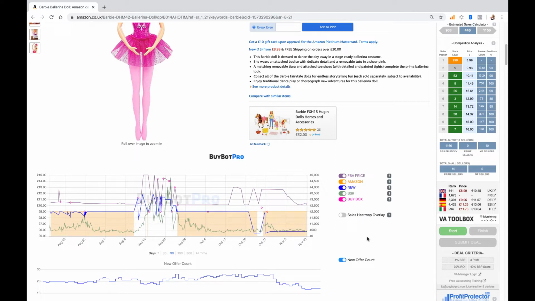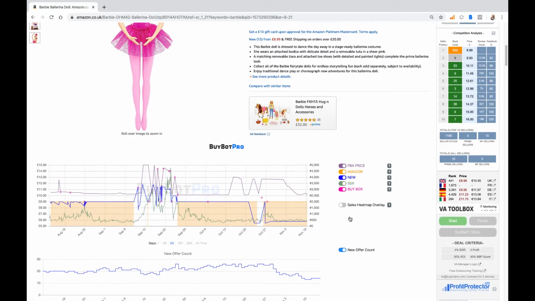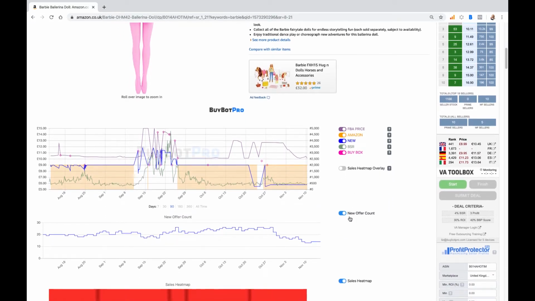So in my opinion, if you're an FBA seller, the most important ones to look at here are the FBA price, the BSR, what Amazon are doing, and what the buy box is doing as well. Now here you've got your sales heat map overlay, which I'll talk to you about very shortly. So let's continue down on looking at other charts.